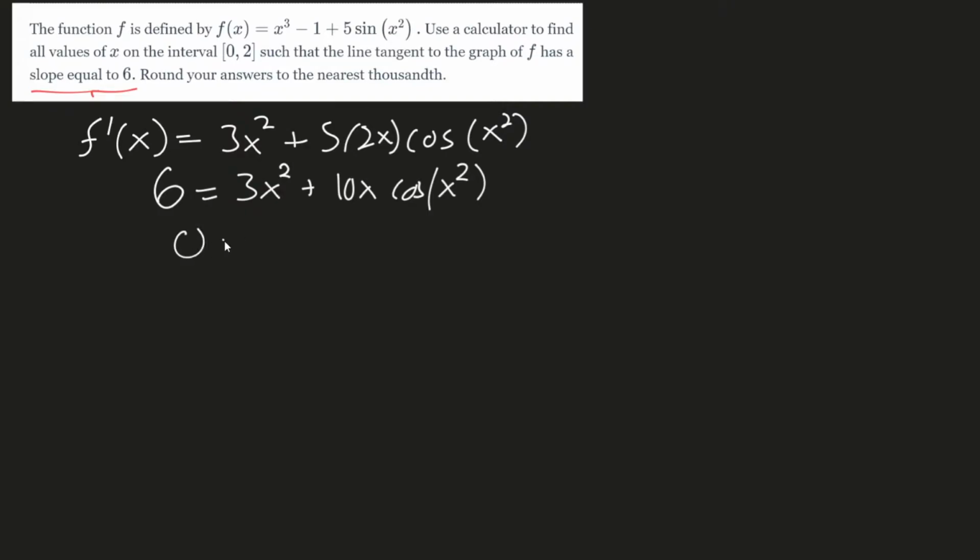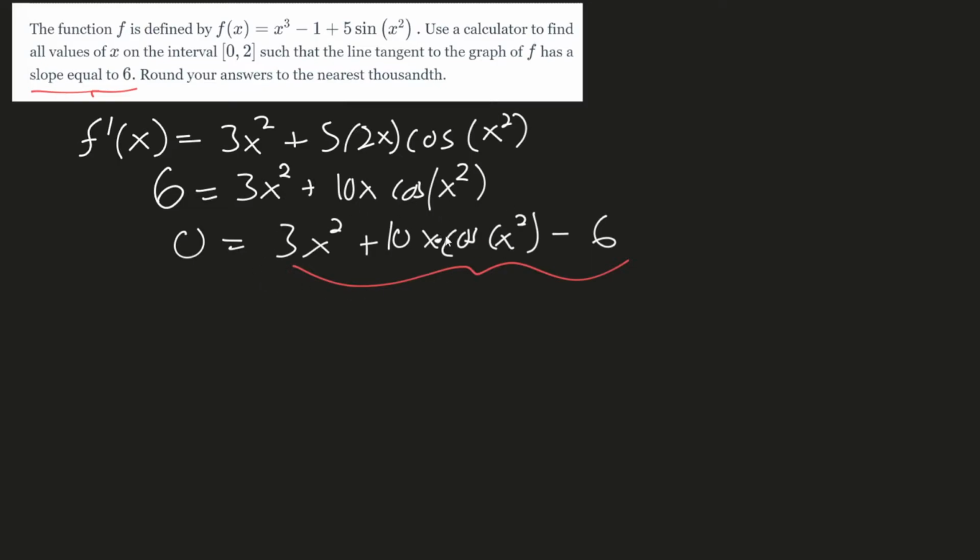I'm going to move 6 to the other side, so I get 3x squared plus 10x cosine x squared minus 6. This right here is going to be your transformed function that determines the values where the slope is equal to 6 for our tangent line question. So what you want to do is take this function, 3x squared plus 10x cosine x squared minus 6. Make sure that you have a multiplication symbol right here in your calculator. Find the zeros of this function.